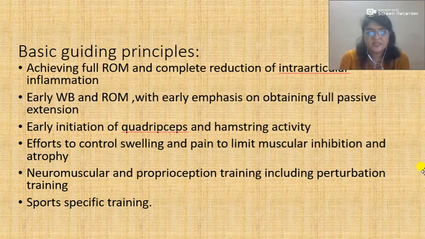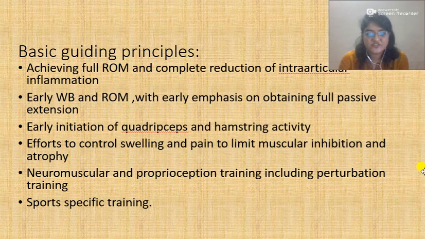There should not be any quadriceps weakness by the end of the rehabilitation, at least after 5 months of the rehabilitation, because quadriceps tend to be inhibited after ACL tear. So we have to focus on it, and we have to get the muscle activation back to normal. Efforts should be made to control the swelling and pain to limit the muscular inhibition and atrophy.